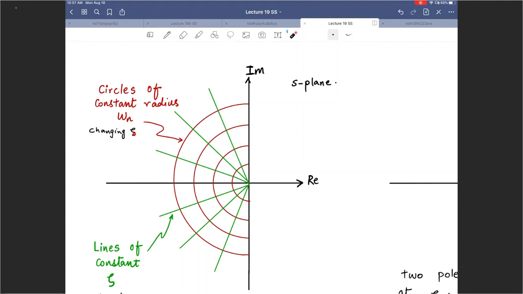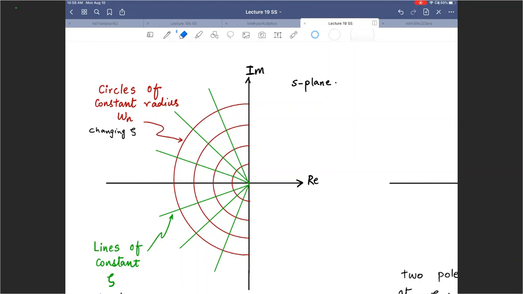As you change zeta, if you are at 0, if you have no damping, then you are on the imaginary axis. As you increase zeta, you will move this way. Both poles move towards the real axis. And again, these conclusions are being made by observing how the poles move. Keep one parameter constant, change the other.